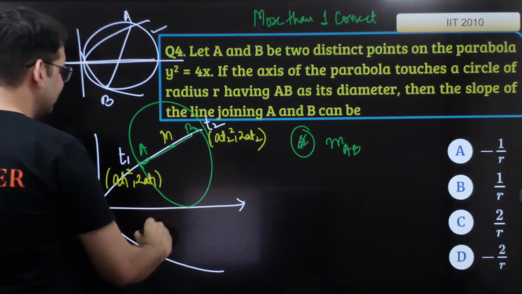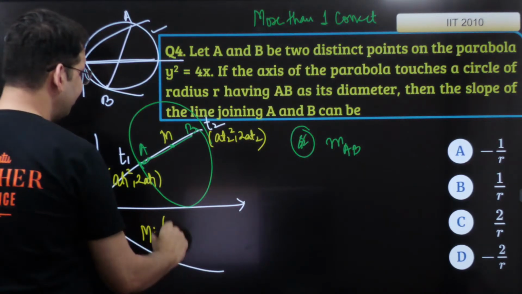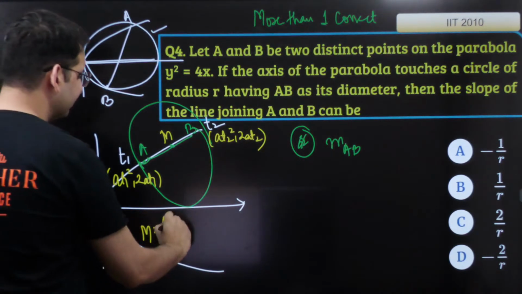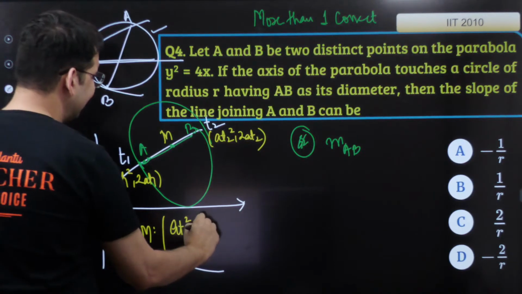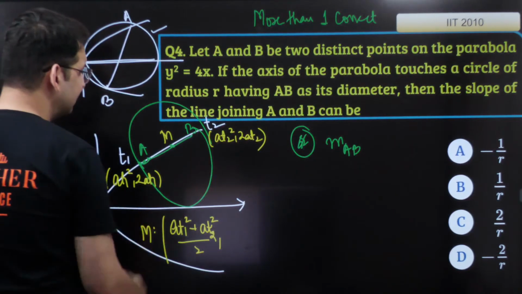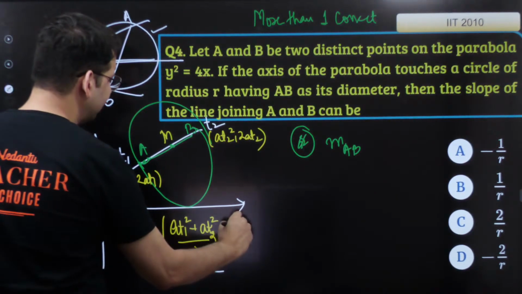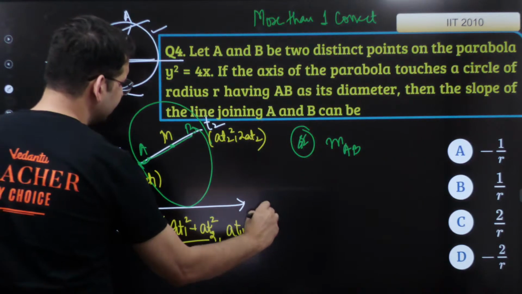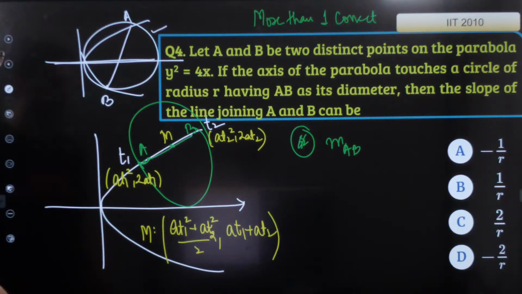This is the midpoint M. So what is going to be the coordinate of M? First of all, the midpoint, that is A T1 square plus A T2 square by 2, and 2a t1 plus 2a t2 by 2. So that means a times t1 plus a times t2. This is the midpoint M.